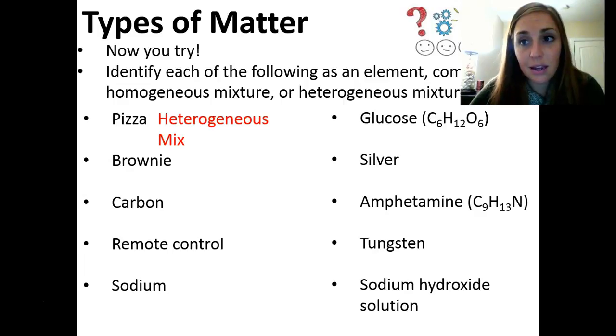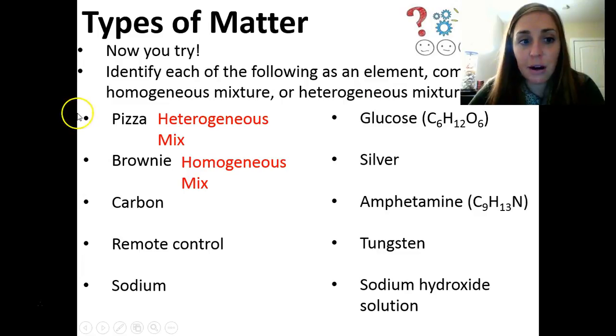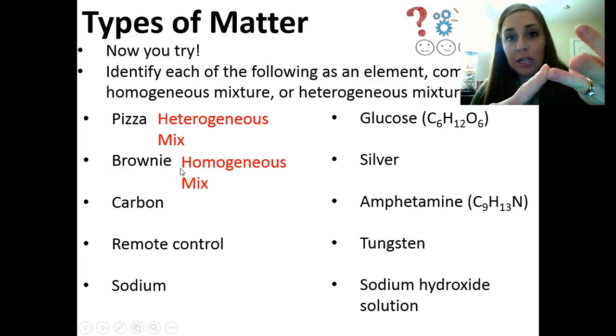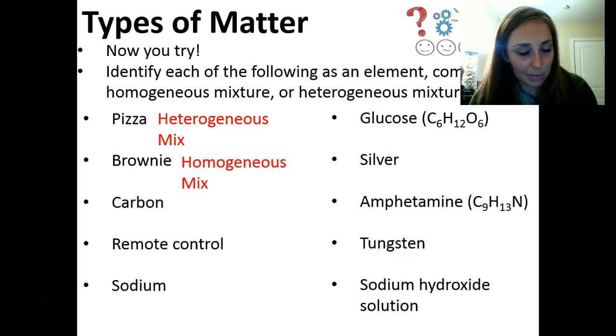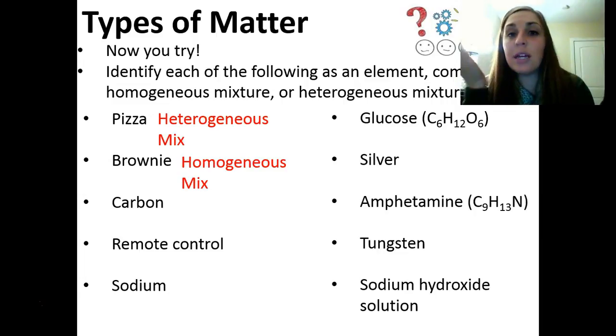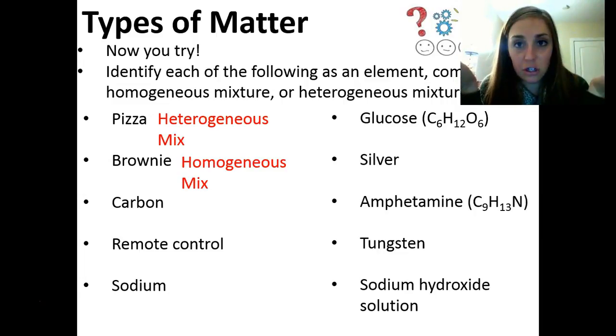A brownie, does it look the same throughout? Well, is it on the periodic table? So this is going to be a homogeneous mixture. Think about it. It looks the same throughout. So you've got element, compound, homogeneous mixture. Those are your three options. It doesn't say brownie on the periodic table, so cut that one. So you're between compound and mixture. So compound or homogeneous mixture.